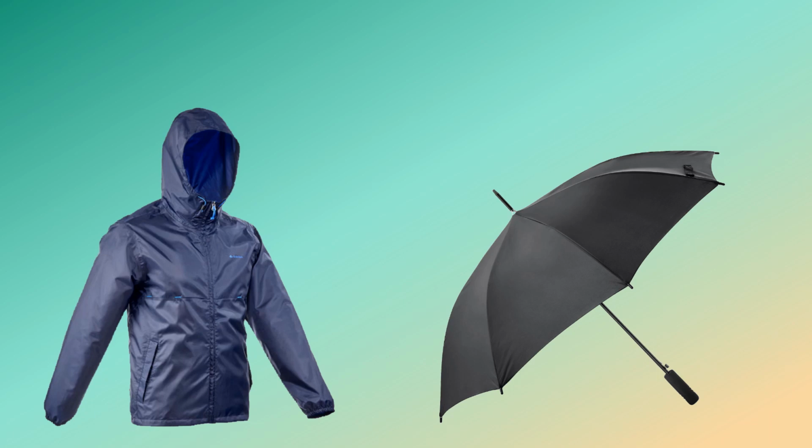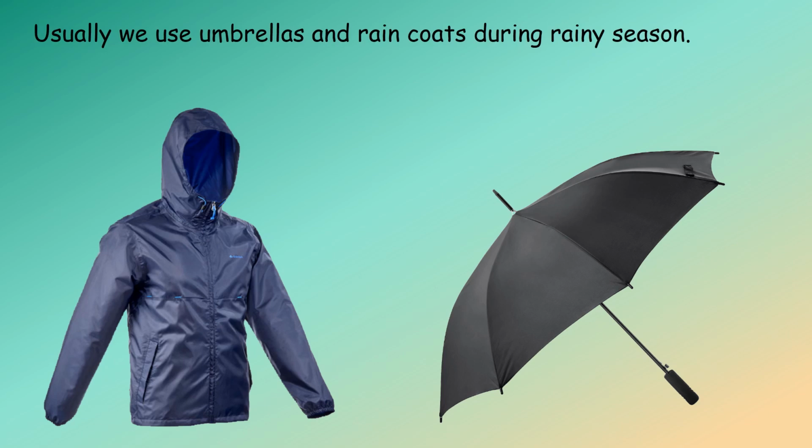Do you know what kind of fabric is used for raincoats and umbrellas? Yes, these fabrics are also made of artificial fibers. Usually, we use umbrellas and raincoats during the rainy season. They are made of waterproof material. This material is also made with artificial fibers.